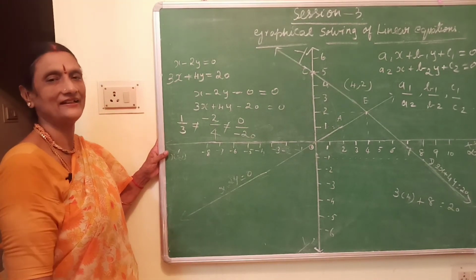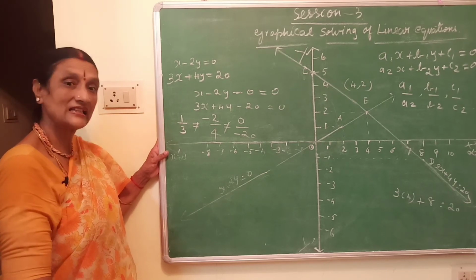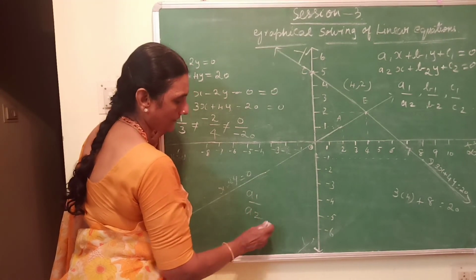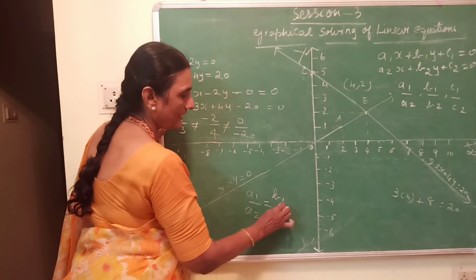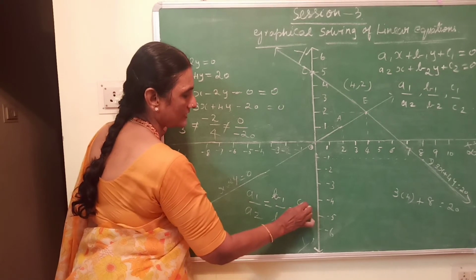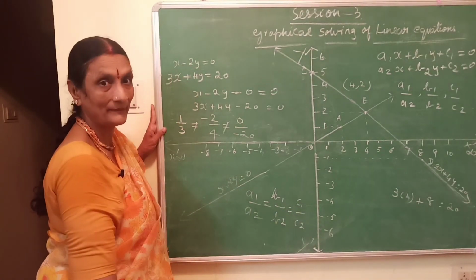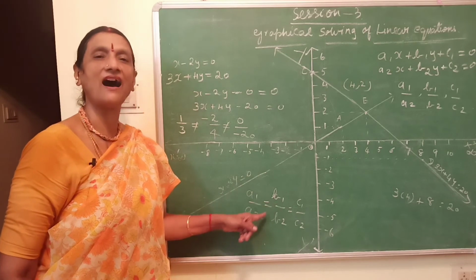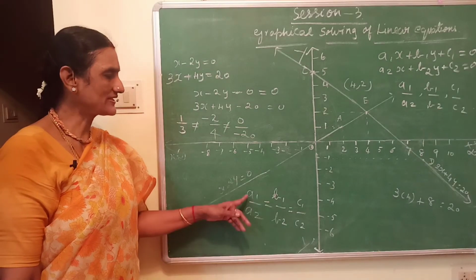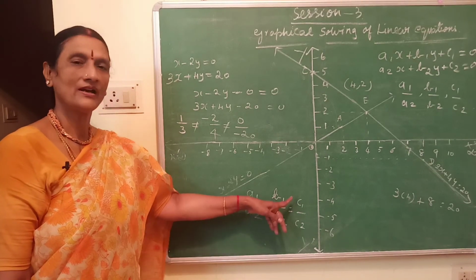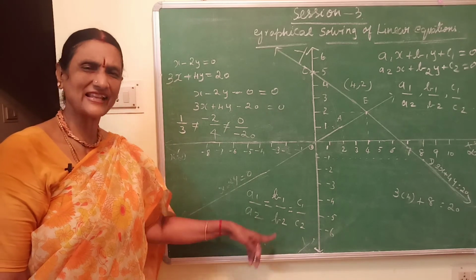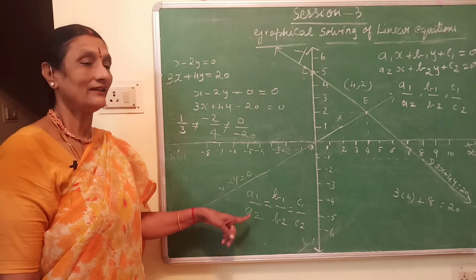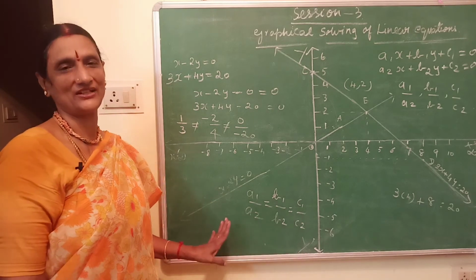Okay. Now the second condition. There may be certain cases in which the ratios A1 by A2 will be equal to B1 by B2 will be equal to C1 by C2. That may be one of the cases that you have to analyze. What will happen if all the three ratios are equal? One is the ratios A1 by A2, B1 by B2, C1 by C2, all the three are same. What will happen? The three ratios are same means the equations have infinite solutions.